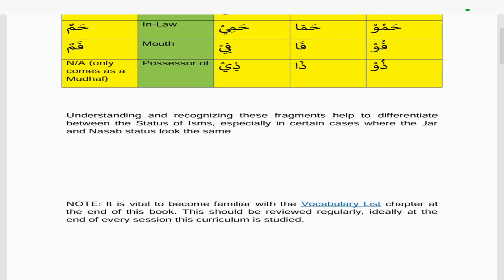As per usual, we always recommend to review the vocabulary list chapter at the end of this book regularly, ideally at the end of every session this curriculum is studied, so that your knowledge of Arabic grammar increases with your vocabulary, inshallah.